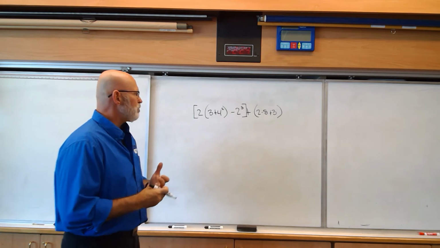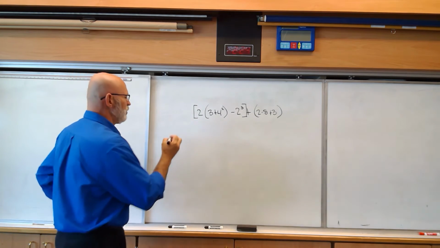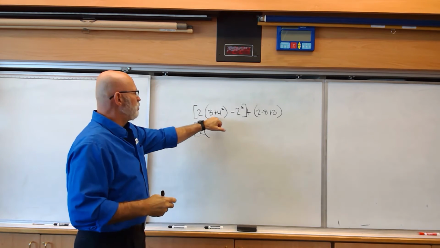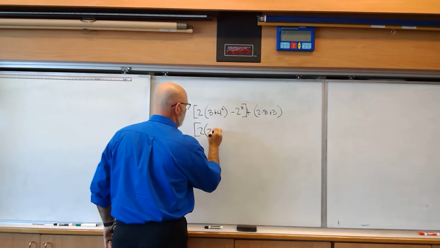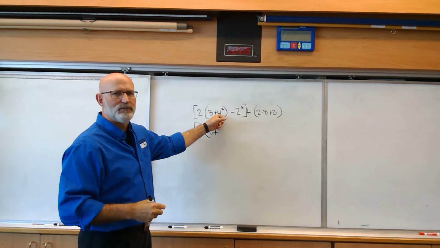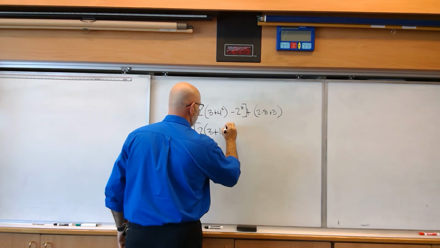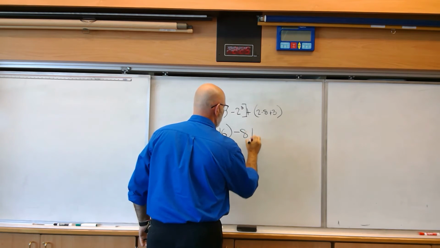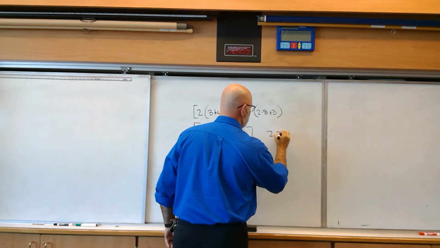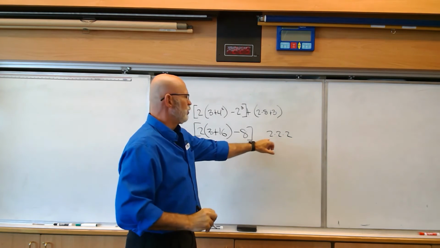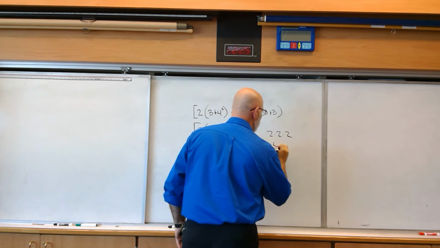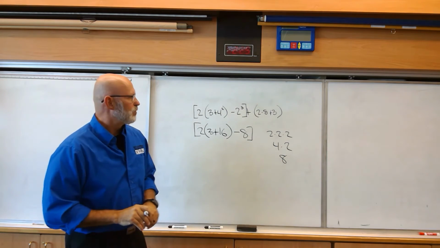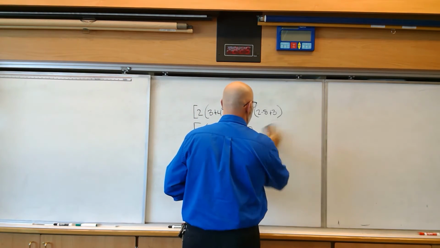Okay, so we're going to do this step by step. So we've got 2 times, now we've got 3 plus 4 to the second power. So I'm going to do 4 to the second power, which is 4 times 4. That's going to give me 16. Minus 2 to the third power is 8. The reason I know that is because 2 times 2 times 2 is 2 to the third power. 2 times 2 is 4, times 2, and 4 times 2 is equal to 8. Okay, so we got 8 here.